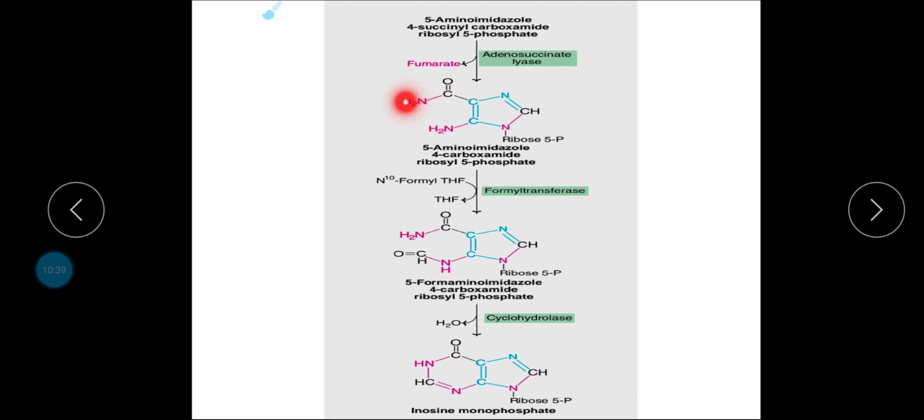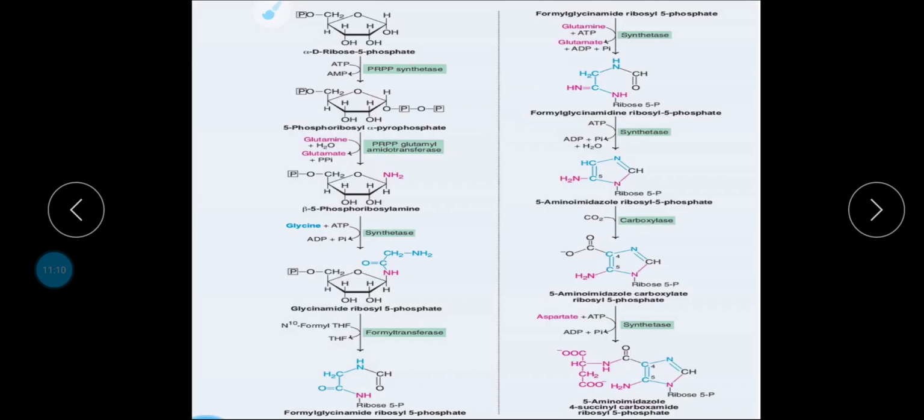And after this amino group is attached here, now again the formyl group is required to increase the number of carbons. So with the help of formyl transferase, again this formyl group is attached to the amino group present here, and in the last step with the help of cyclohydrolase, this ring is completed and cyclization takes place to produce inosyl monophosphate. So just remember the steps.